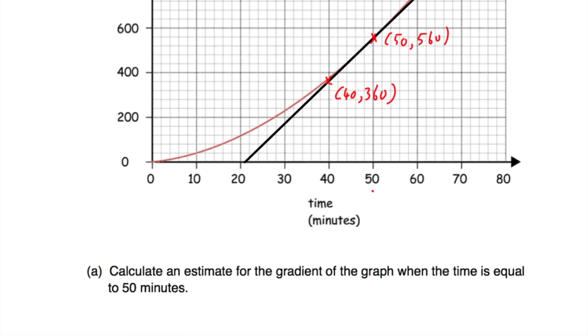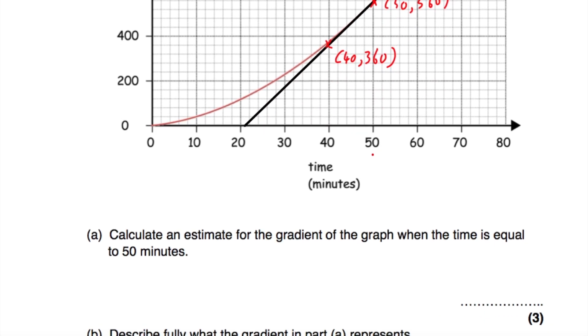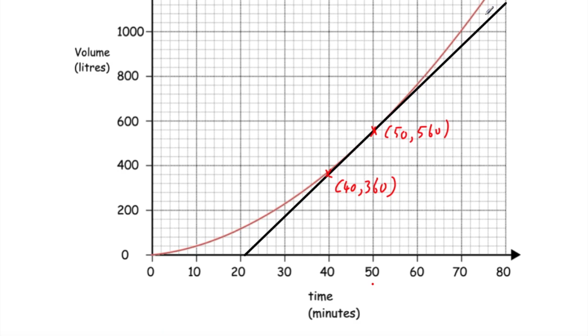Now the question asks us to work out the gradient of the tangent, so the gradient of the graph whenever time is equal to 50. So you want to work out the gradient of that line.